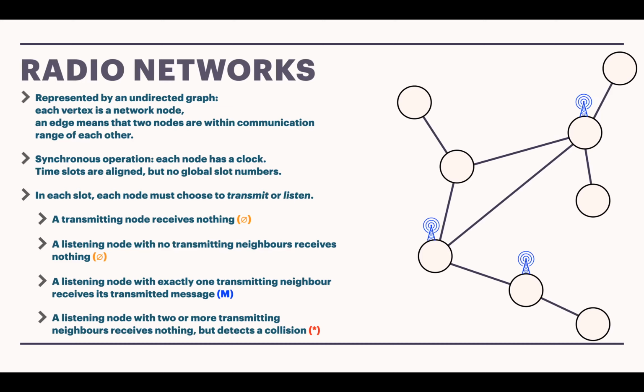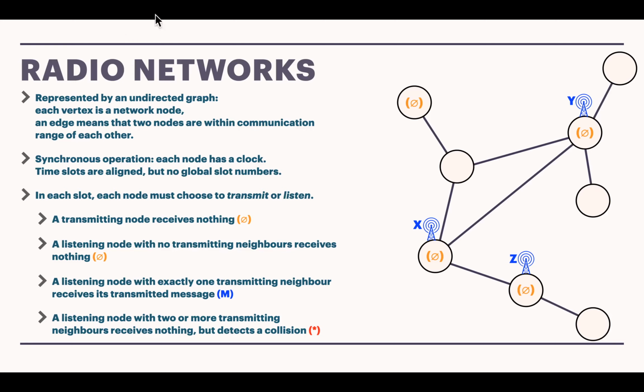So let's just look at a quick example to solidify these concepts. Let's assume that in our network, the three nodes with towers on top of them are transmitting in the current slot. And those are the messages X, Y, and Z that those nodes are transmitting. And according to the first rule, we know that anybody that's transmitting receives nothing. So that's represented by the empty set.